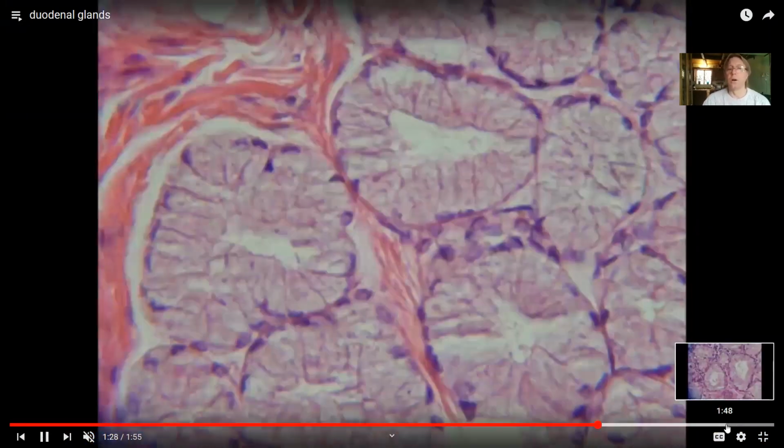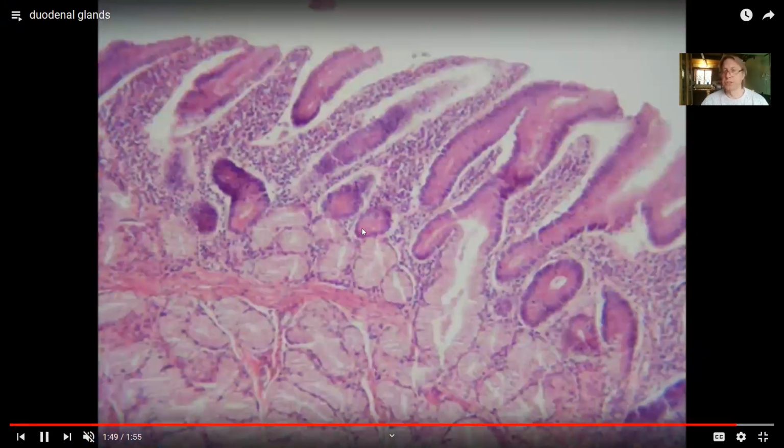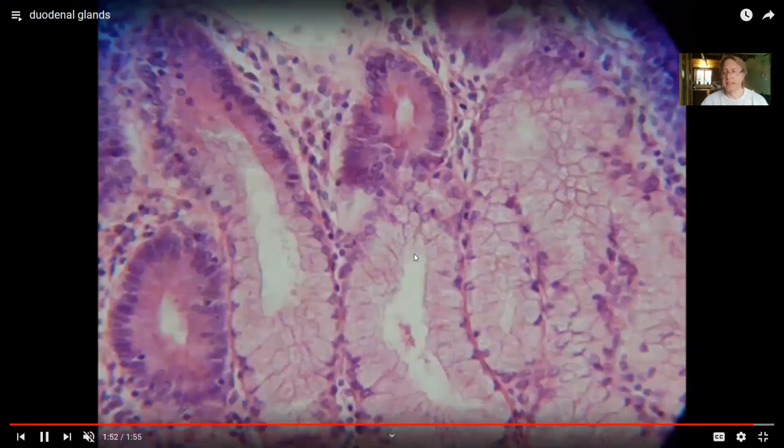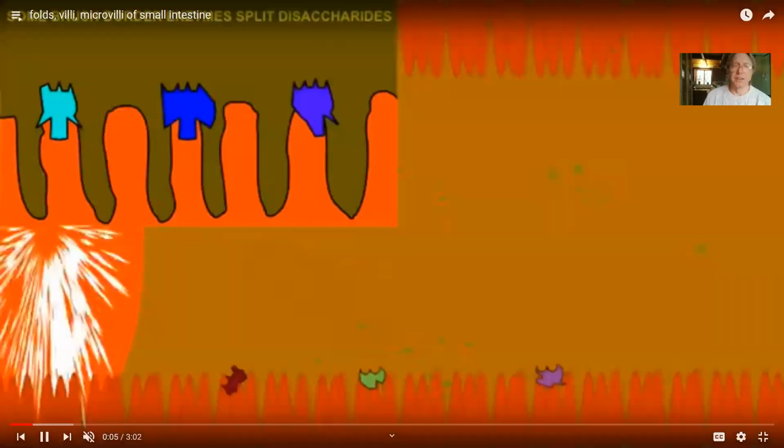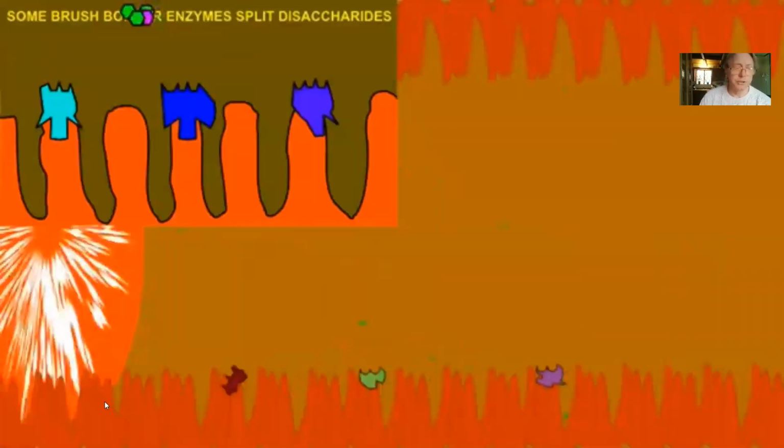So here are the Brunner's glands of the first portion of the small intestine, the duodenum, and then, as I had mentioned, there are those prominent Peyer's patches, which are masses of immune cells in the ileum, and the jejunum has neither of those. Okay. So perhaps the most important thing about the small intestine is that it wants to touch your food.